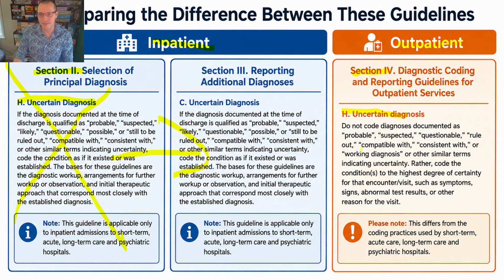So let's read the uncertain guidelines for outpatient. It states, do not code diagnoses documented as probable, suspected, questionable, ruled out, compatible with, consistent with, or working diagnoses, or other similar terms indicating uncertainty. Rather, code the condition to the highest degree of certainty for that encounter visit, such as symptoms, signs, and abnormal test results. I do have a video on sign and symptom coding on this.